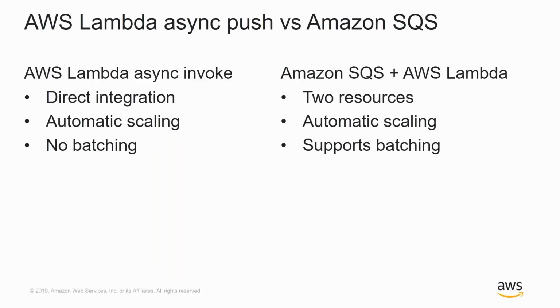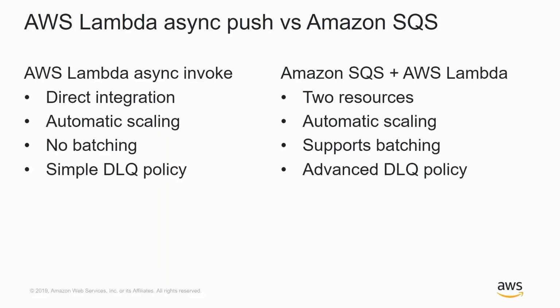The async invoke works on individual invocations at a time, and the added benefit of combining an SQS queue with an AWS Lambda is that in this mode it actually supports batching, which can reduce your cost or increase your processing speed. Your Lambda can get invoked with a whole batch of up to 10 messages to process at a time. Another difference is the async invoke supports only a simple dead letter queue policy. What's a dead letter queue policy?